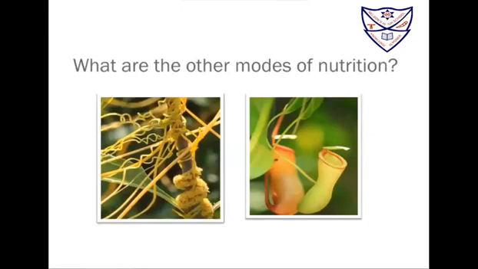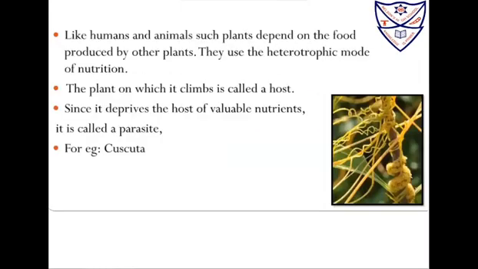There are some other modes of nutrition also apart from autotrophic and heterotrophic nutrition. Let us learn about them. So some plants, like humans and animals, are not able to do photosynthesis. They are also dependent on other plants for their food. This mode of nutrition is heterotrophic.